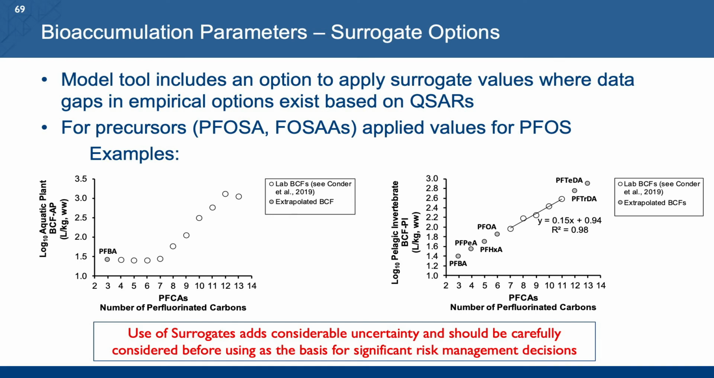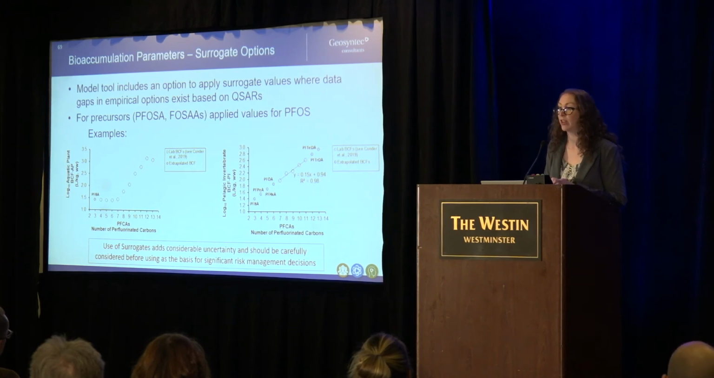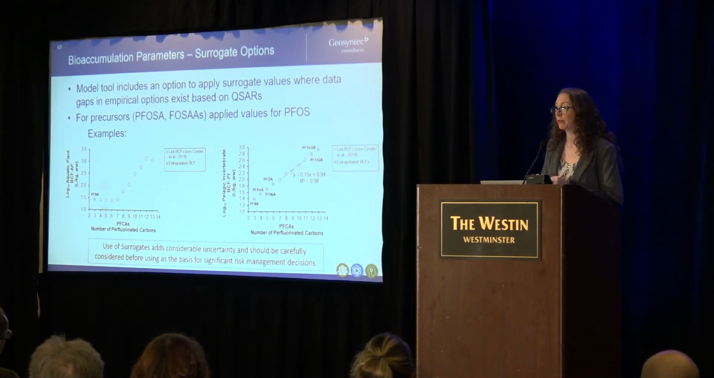Like I said, the use of surrogates adds a lot of uncertainty. We felt it was a good option to fill in those data gaps, but it really should be done carefully and considered carefully before using as a basis for any significant risk management decisions. If you're using surrogate values to make big decisions about going out and dredging or cleaning up a site, you really need to think very carefully about what the uncertainty is around there. So just keep that in mind.